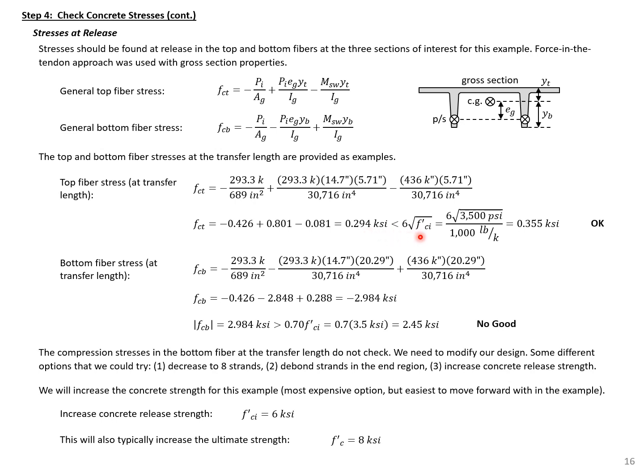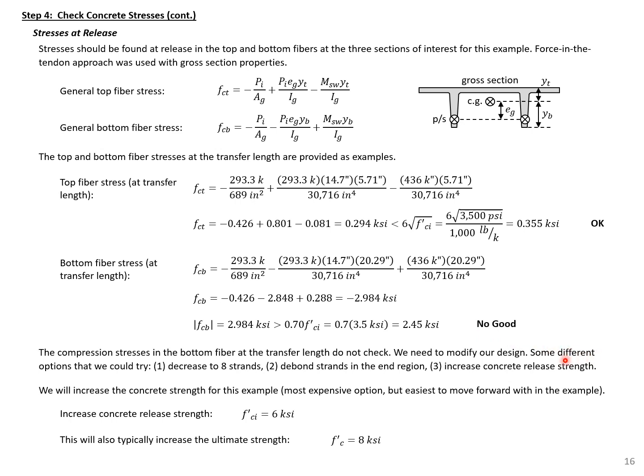We can compare this to our tensile stress limit at release at the transfer length of 6 times the square root of f'ci, which will give us a tensile stress limit of 0.355 ksi. So we can see our stresses are okay here. Next, we can find our bottom fiber stress at the same location, and we'll have a compression stress of around -3 ksi. This is greater than our compression stress limit at the transfer length at release of 0.7 times f'ci. So this is no good. Our stresses don't check at release, so we need to change our design somehow.